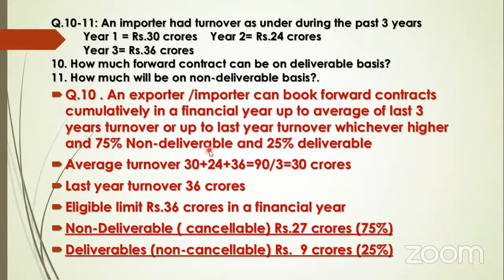Only last year's turnover, sir? Last year only. No, not up to last year. It is only last year's turnover or the average of the 3 years, whichever is higher. In this case, though the average is 30, the last year turnover is higher than the average. So 36 will be taken into account.